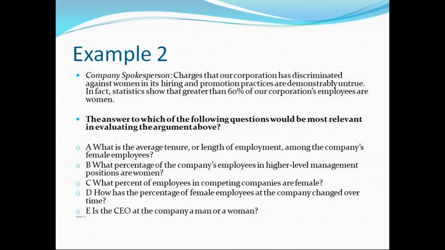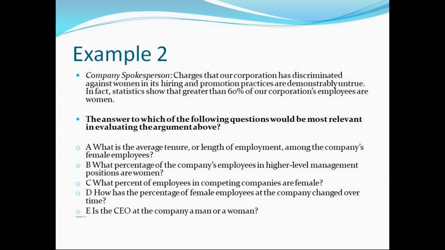Yes, that's right. Yeah, so absolutely. So if 60% of your employees were women, but they all occupied the lowest levels in the company hierarchy, then that is not going to support your view that you do not discriminate against women, is it? So finding out some information about the positions of the people in the company would help us to evaluate this argument. So you're correct, it is B. Does everybody see that?